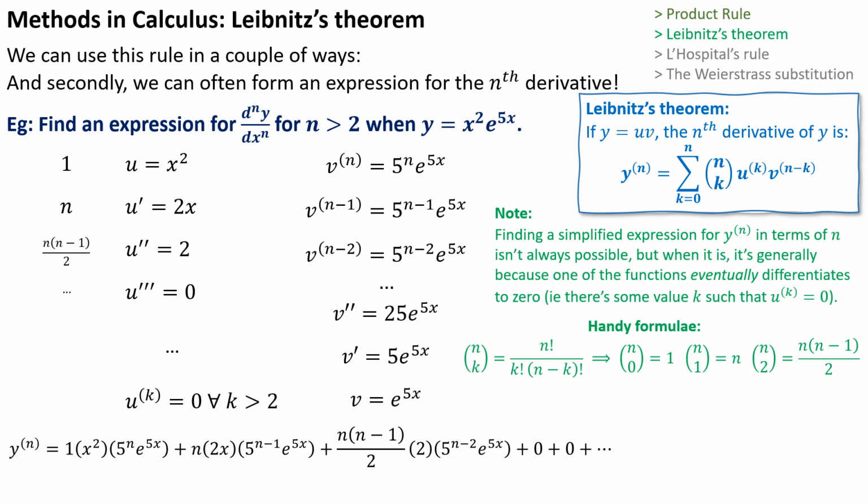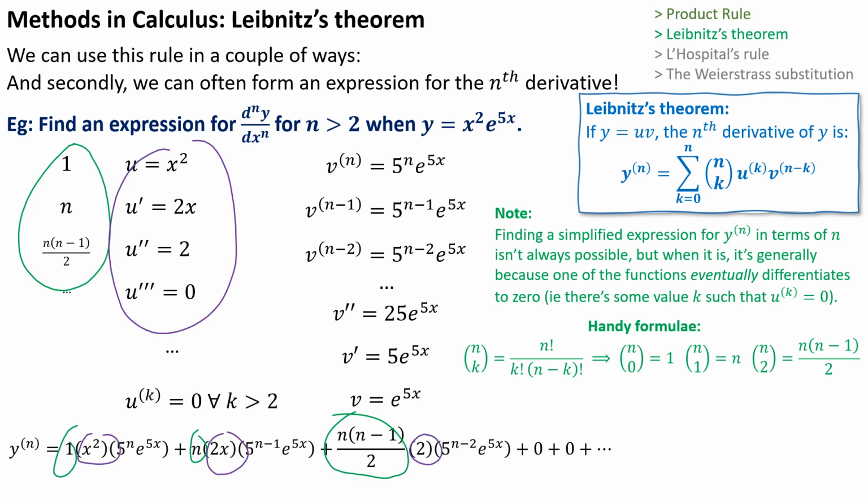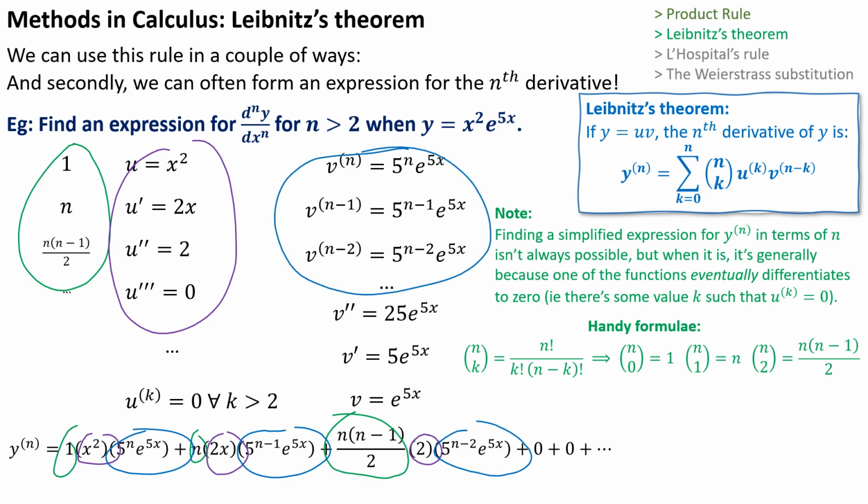This is what we end up with. So our binomial coefficients over here are represented by the 1, the n, and the n over 2 times n minus 1. The values of u, you can see in there, are the x squared, 2x, and the 2. And finally, 5 to the n e to the 5x, 5 to the n minus 1 e to the 5x, and 5 to the n minus 2 e to the 5x. Those are the derivatives of v that ended up appearing.